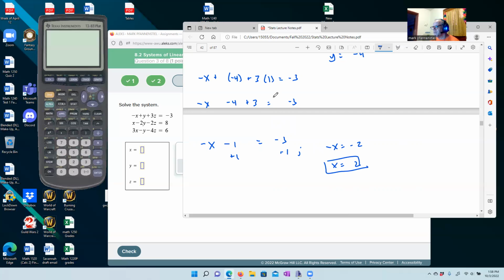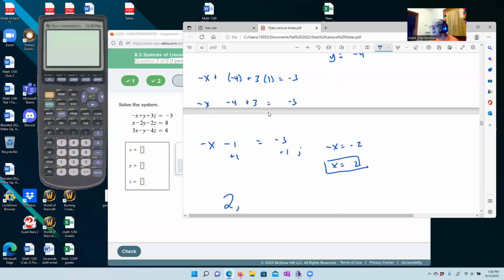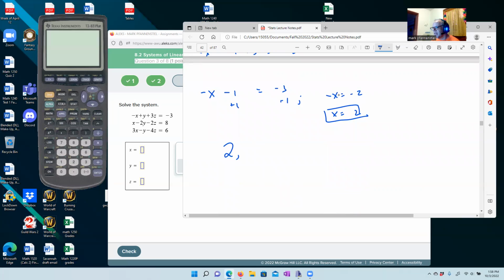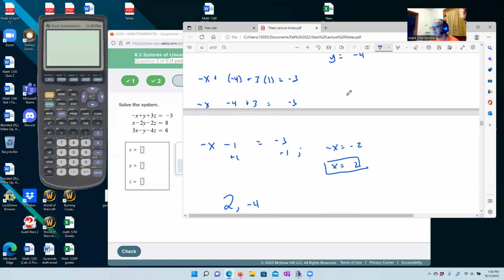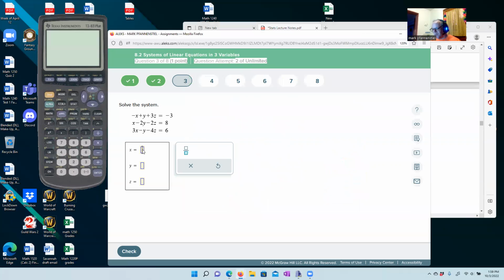Okay, so our triplet, I hope this one works out correctly. We have x is 2. What was y? Y was -4, and then z was 1. Okay, and that's going to be my solution here, and I'm hoping that this actually works this time. So we have 2, -4, 1.